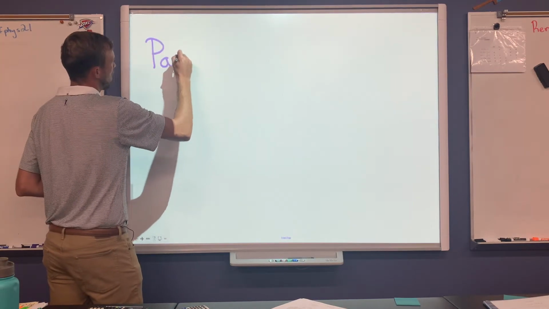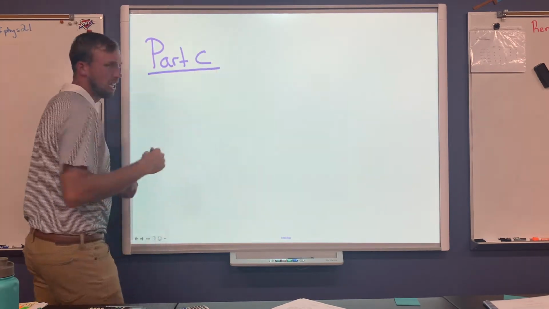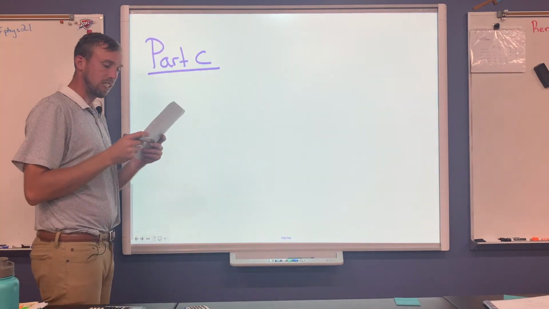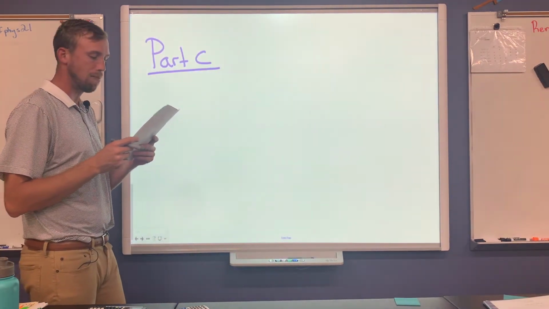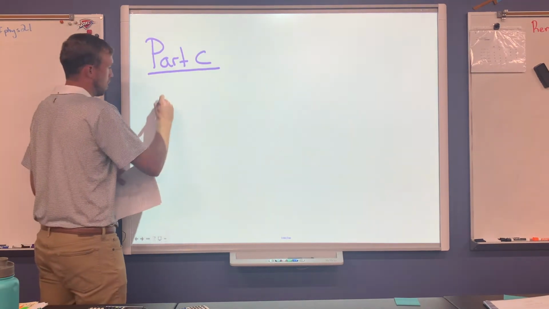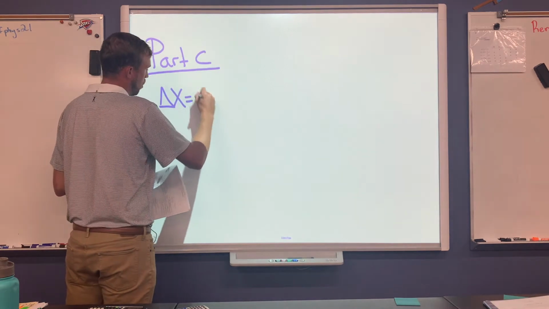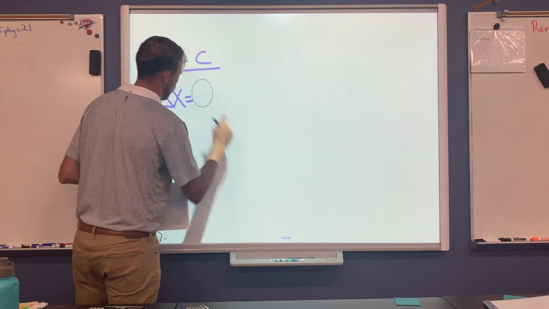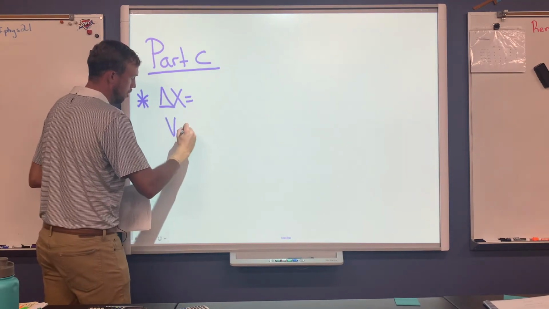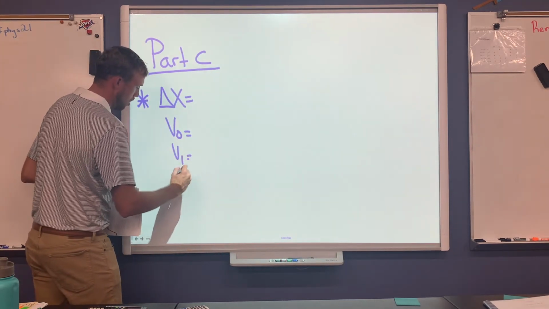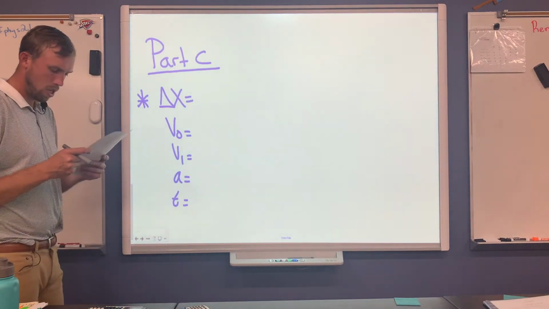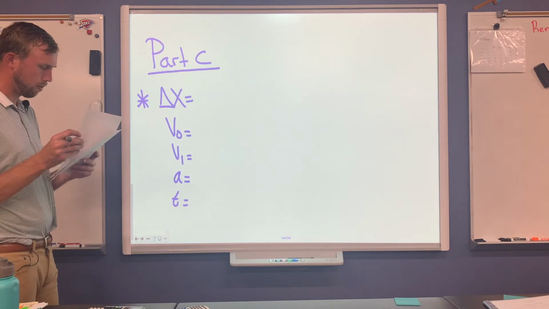Part C. This one's a little bit trickier because it tells us we have a negative acceleration. So we're told we have a constant negative acceleration of negative 11.8 meters per second squared for 4.09 seconds. So our delta x is what we're going to look for here. Oh, don't know a value there, so we'll just leave it blank, put a star. V0, V1, acceleration, and time. Okay, so let's see what we've got here.